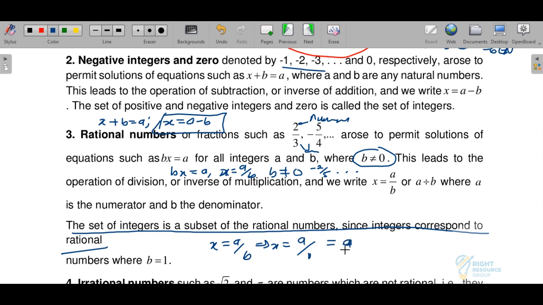Integers are not fractions because they are divided by 1. All integers are divided by 1, that's why they are not fractions. So at the point where b is equal to 1, such a solution is going to result in an integer, right? So this is the same thing as a, which is an integer, right? So that is what this is trying to explain.